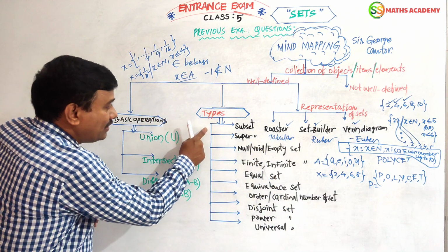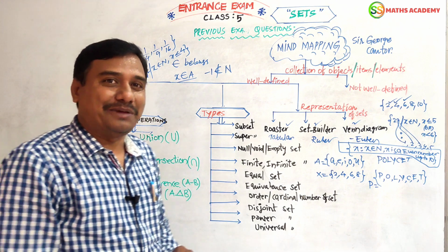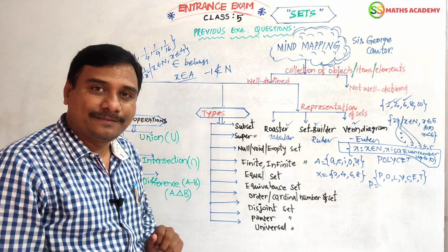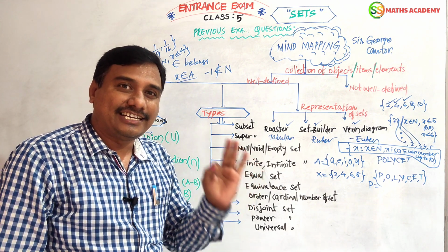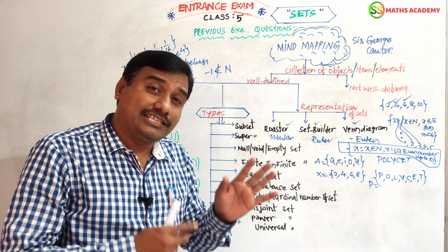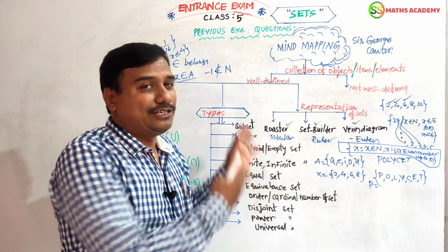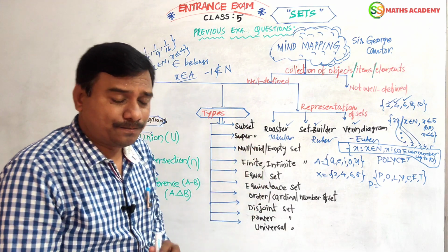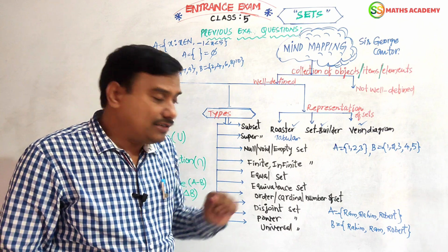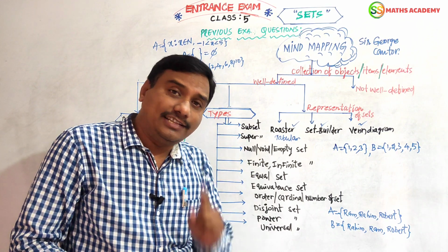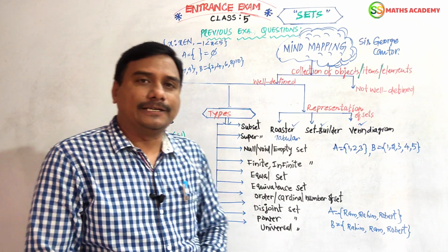Next, friends, types of sets: subset, superset, null set, equal set, equivalent set, finite set, infinite set, power set, order of the set, universal set. Ten types of sets are there. In the first one, what is a subset?